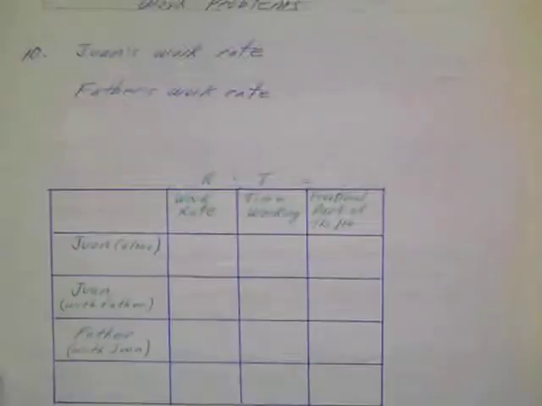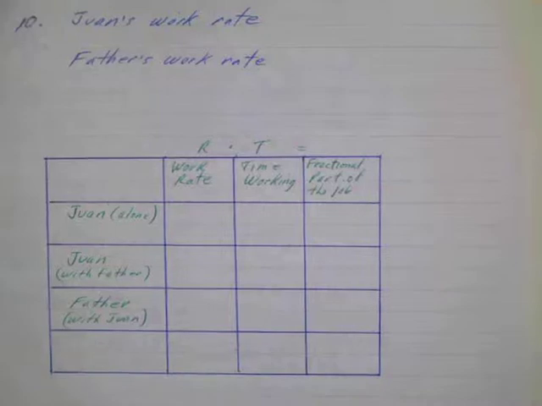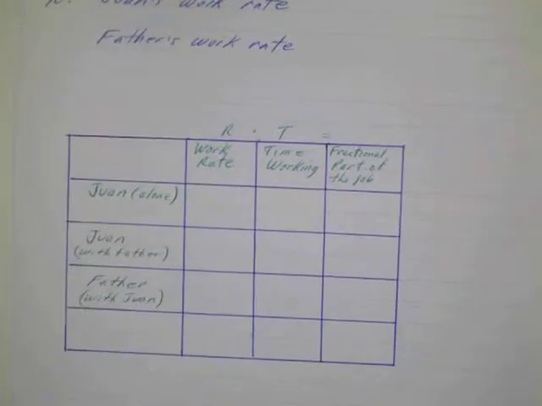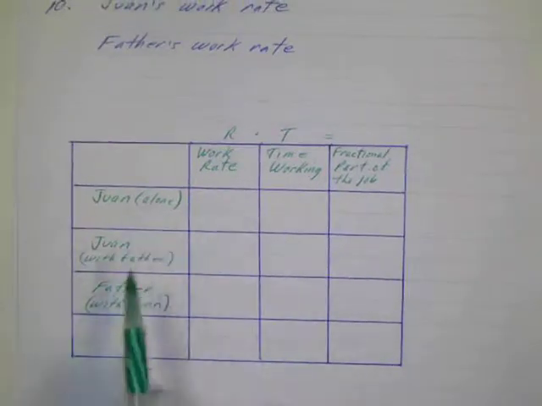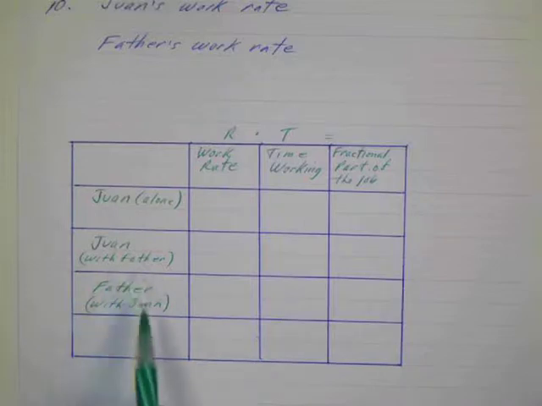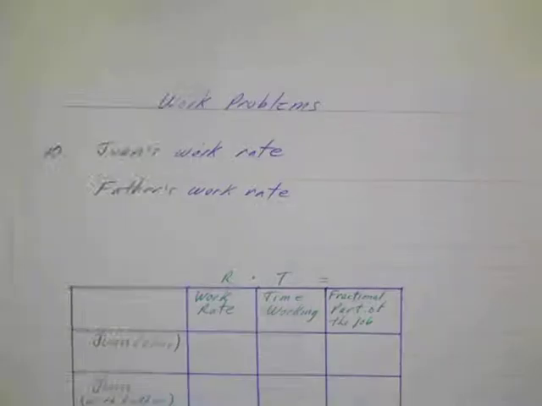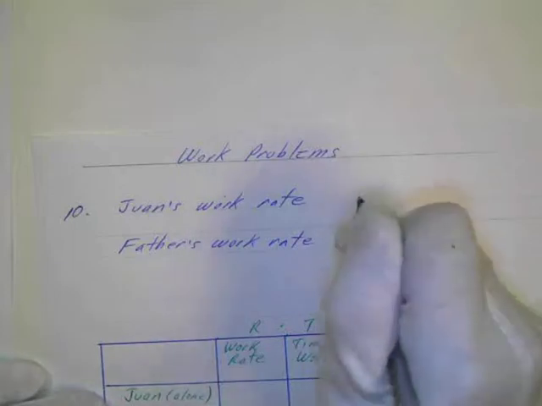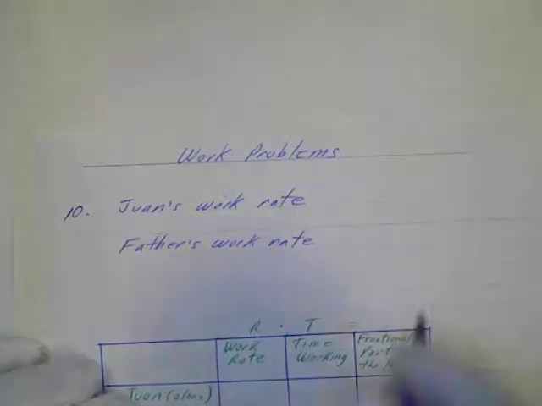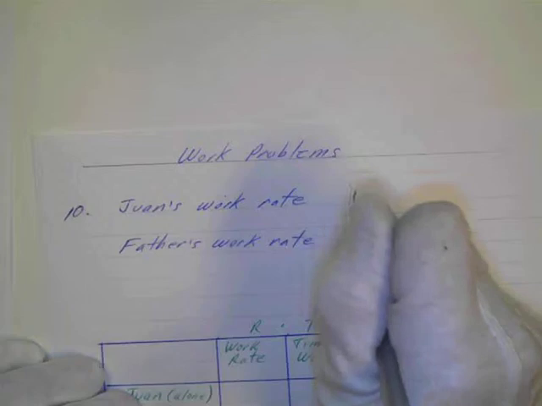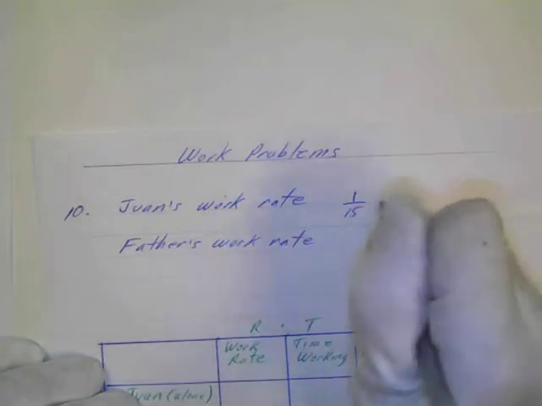Okay, so let's take a look at this. I drew my table again, except we've got a couple situations. We've got Juan working alone, and then we've got Juan working with his father, and the father working with Juan. They're going to work together for the same amount of time, but Juan's going to work alone for 4 hours. So first of all, let's figure out their work rates. Juan's work rate, it takes him 15 hours to do the whole job, so how much of the job will he do per hour? In 1 hour, he'll do 1/15 of the job. So 1/15 of the job per hour.